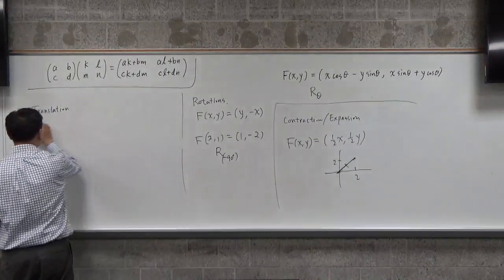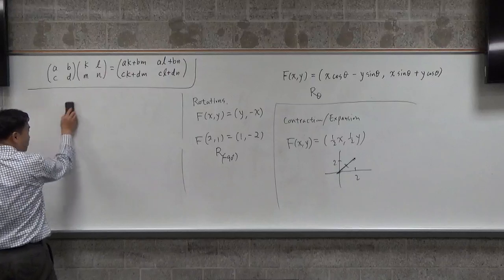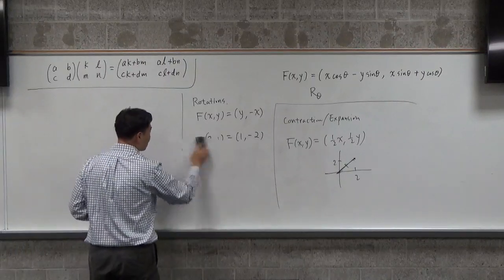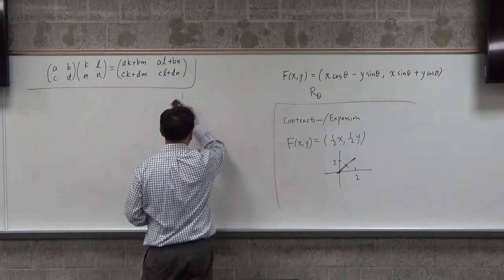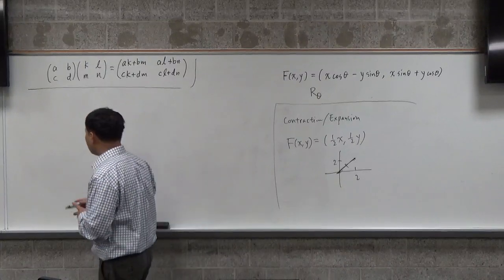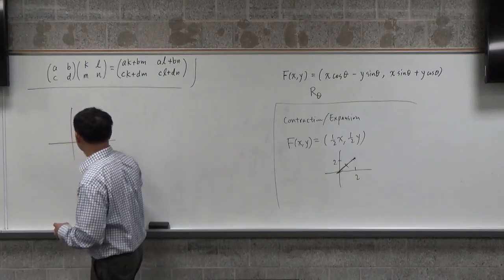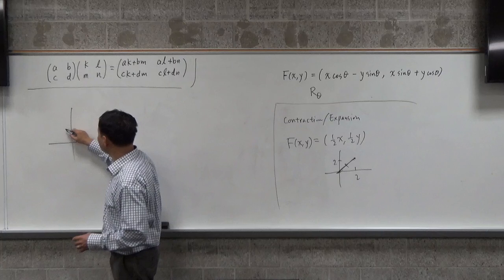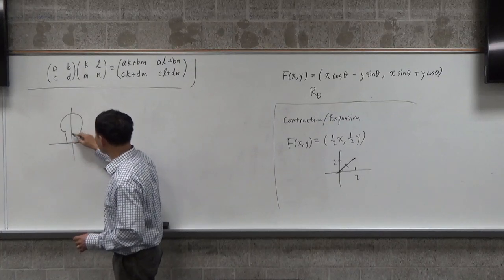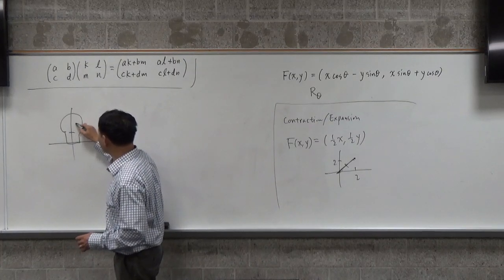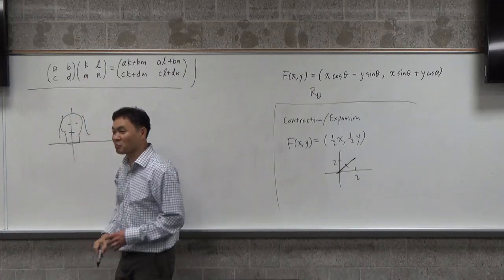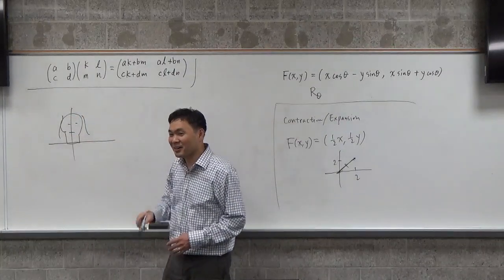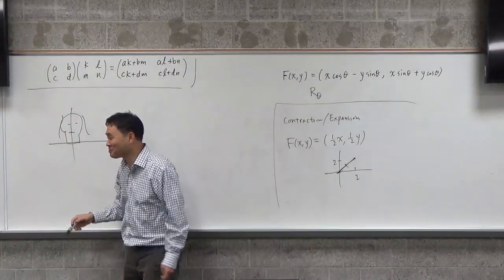Now there are many, many more transformations than the ones that I just told you. So for example, you could take any picture. Let's say this is my crappy drawing of Mona Lisa, right? That's my Mona Lisa.